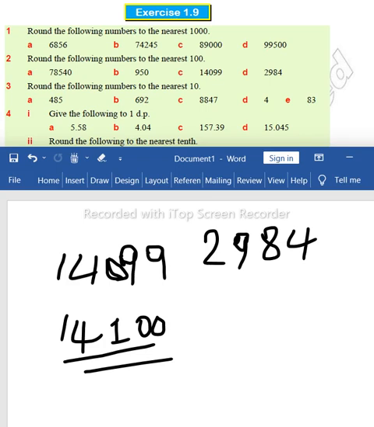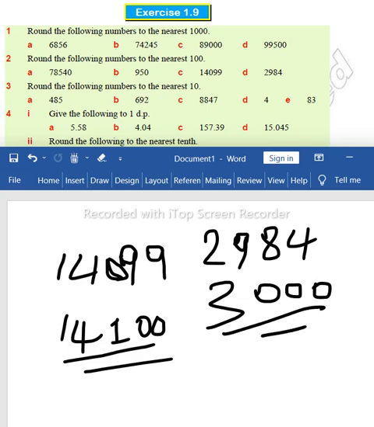So at letter D, this is the question. As you see, this 8 is greater than 5, so we will add 1 here. When we add 1 here, this will be 10, and we write 0 and we give 1 again to this. So the answer is 3000. This is the final answer for question letter D.